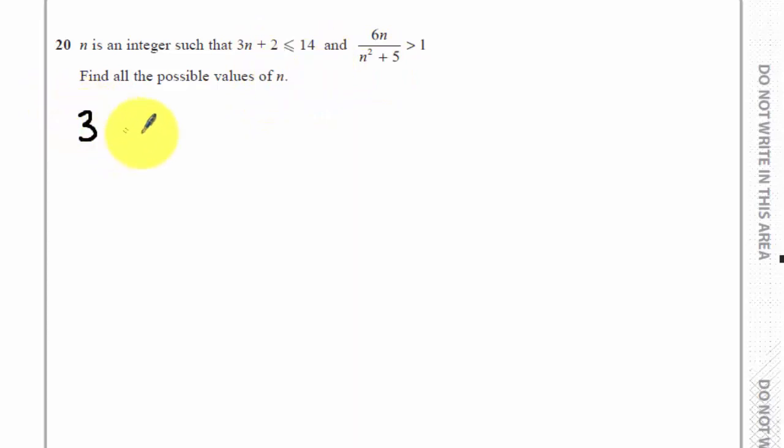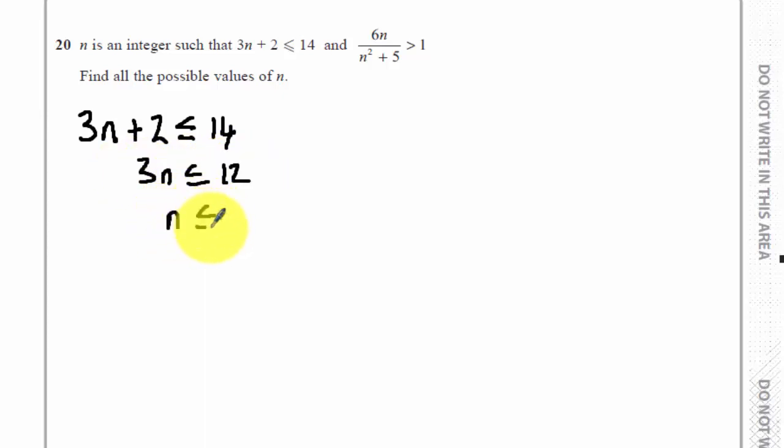So I'll start off with the linear inequality because it's a little bit easier to do. To solve this for n, I'm going to take 2 from both sides. So 3n is less than or equal to 12. Divide by 3, and n is less than or equal to 4, so any integer up to 4. And that's picked me up one of the 5 marks.